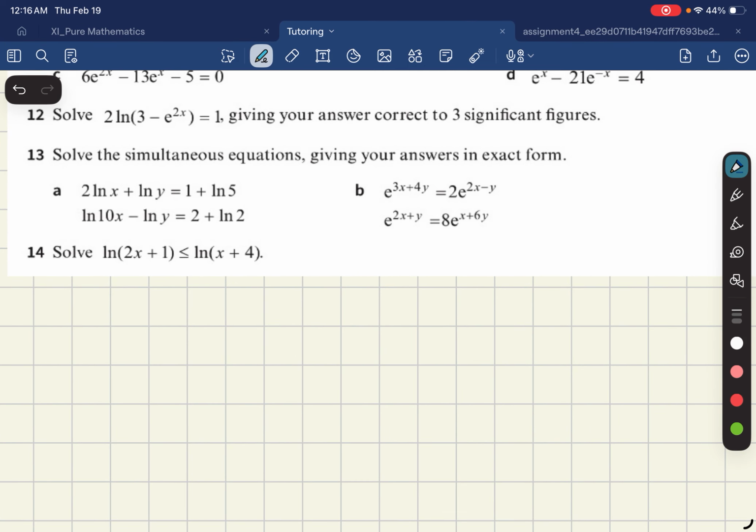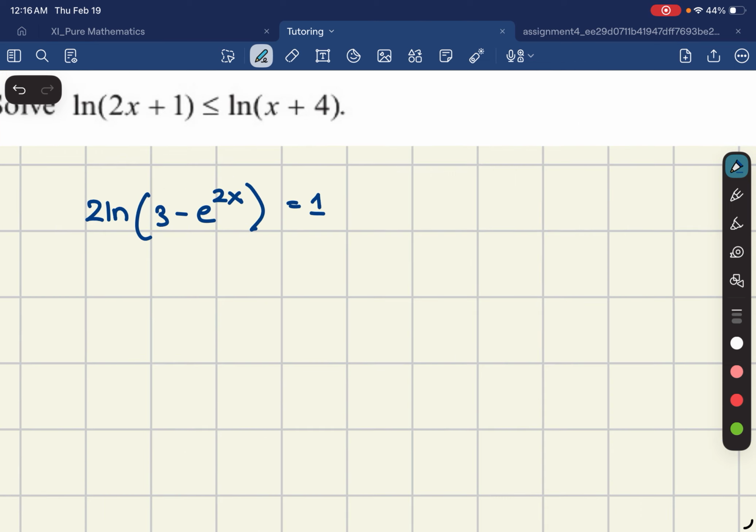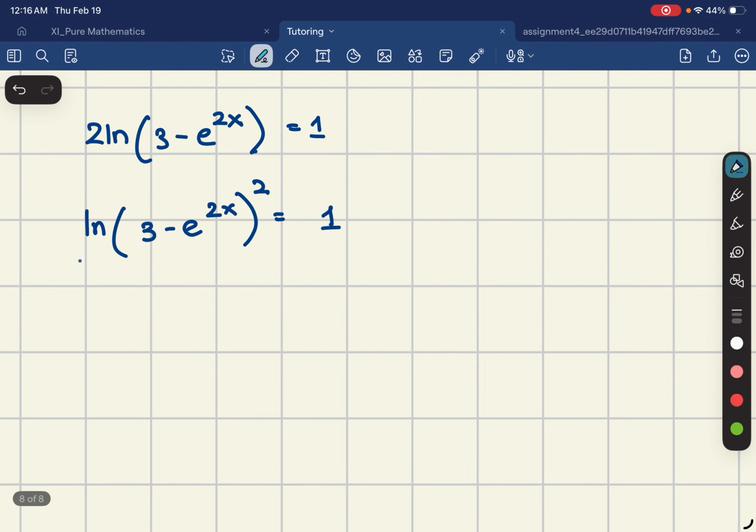To solve this, giving your answer correct to 3 significant figures. So I have 2 ln (3 minus e to the power 2x) is equal to 1. And I can say ln (3 minus e to the power 2x) squared is equal to 1. Well, this is just my natural log. I have a base e. So if I raise e to the power 1, I get (3 minus e to the power 2x) squared.